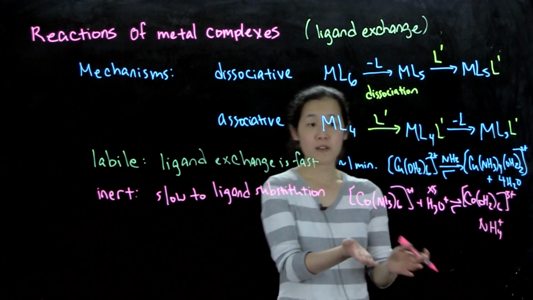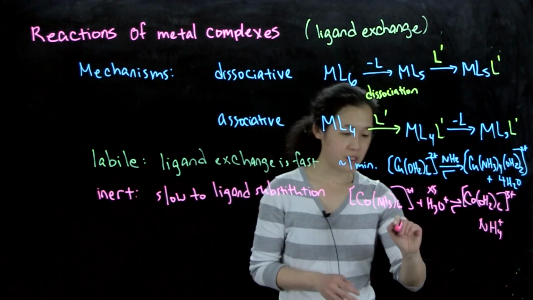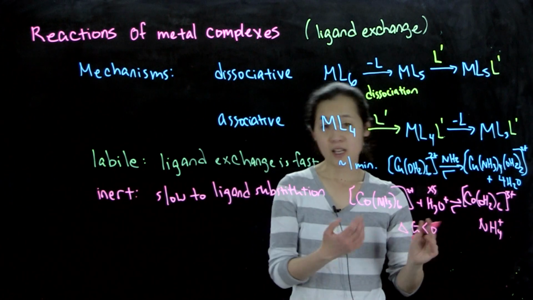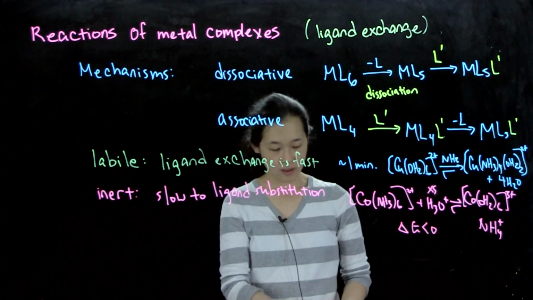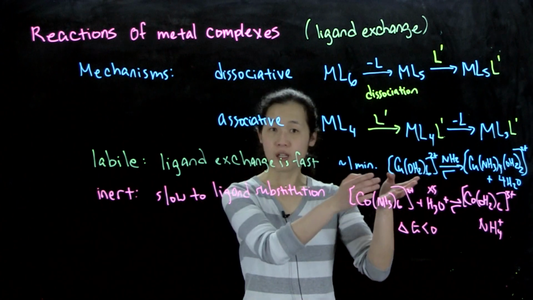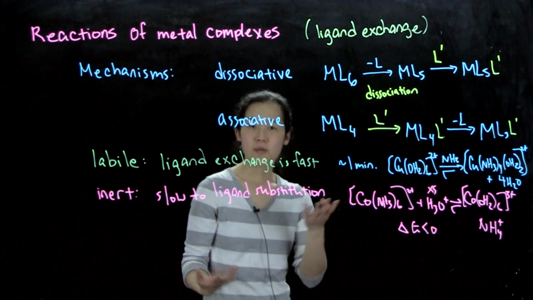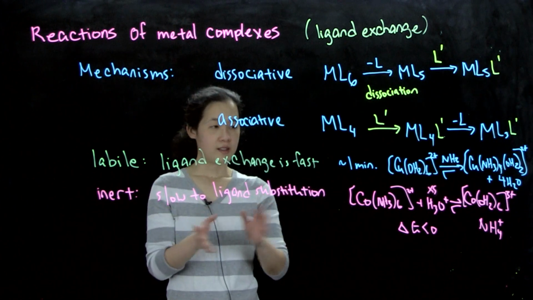Even though this is thermodynamically favorable, so delta G is less than 0, this is actually a very, very slow reaction, because cobalt 3+ is inert. So cobalt 3+ is inert, copper 2+ is labile. So let's talk about why that is.